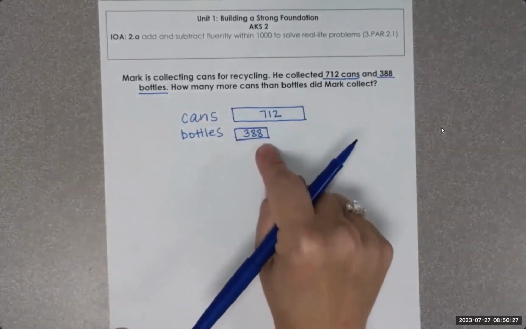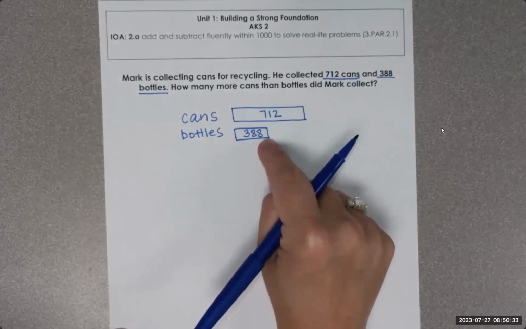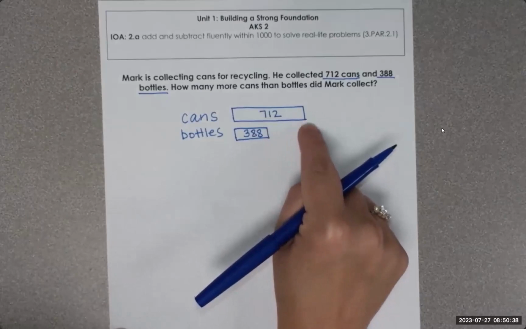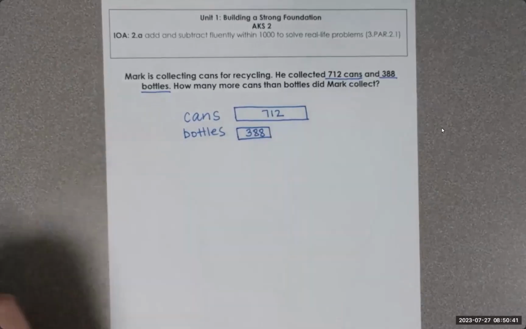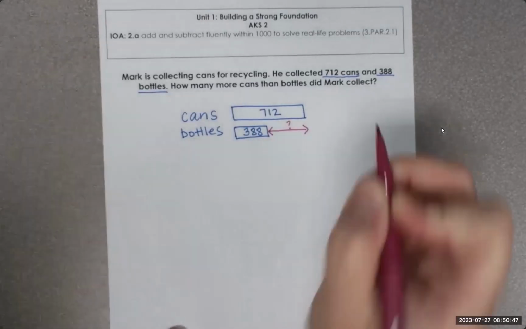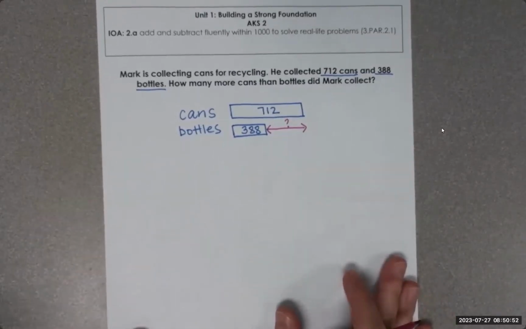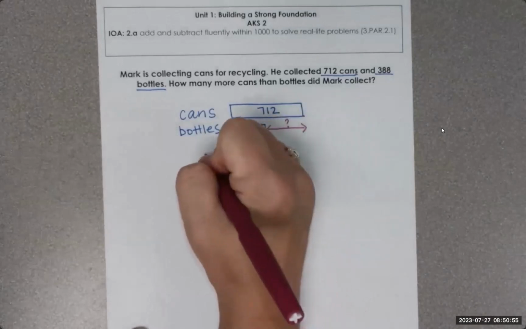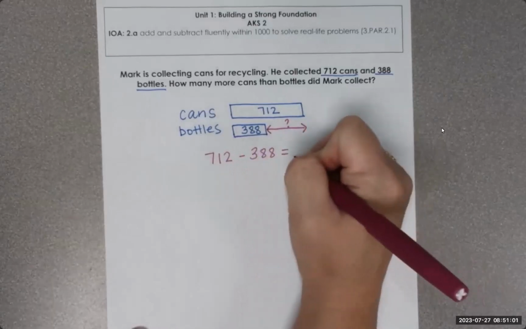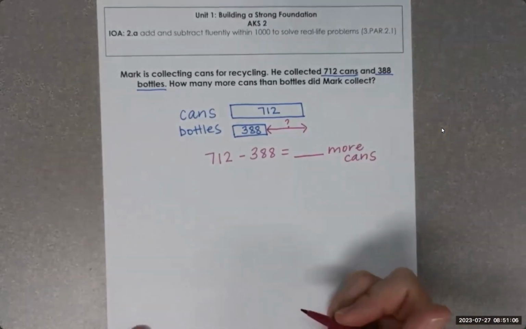So now I have a model to represent the total number of cans, the total number of bottles. I'm comparing these two values. This is a comparison problem. I'm trying to figure out how much more is 712 than 388. I need to know this difference. So guess what? I can find this using subtraction. Let's write a subtraction equation to help us solve this problem. 712 minus 388 equals how many more cans than bottles does Mark have?